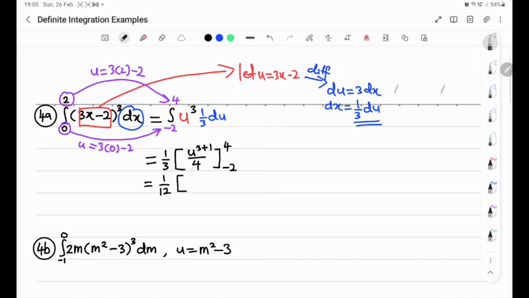And then we have the bracket power 4. We substitute it with 4 over here, and then minus the bracket power 4 with minus 2 this time for the lower limit, and then we close them. So I leave you the calculation for the final answer with your calculator.